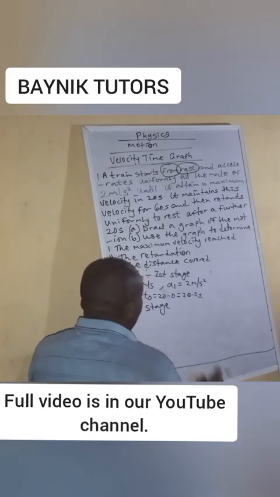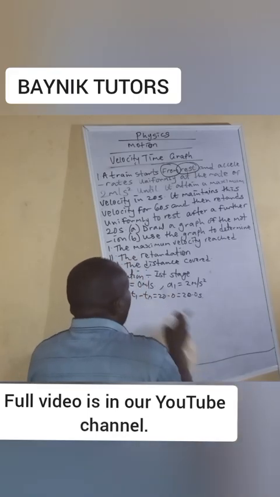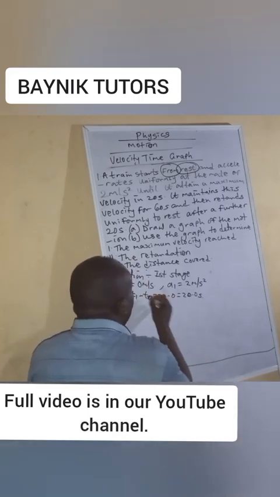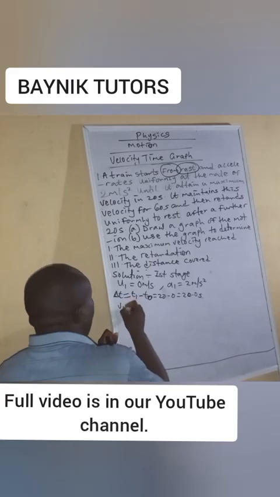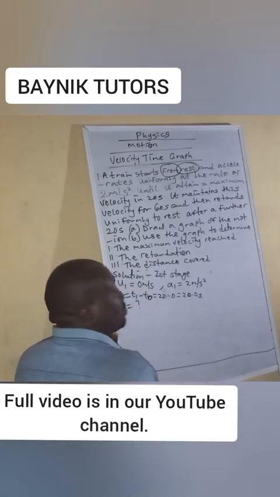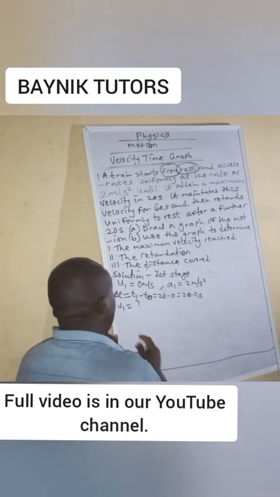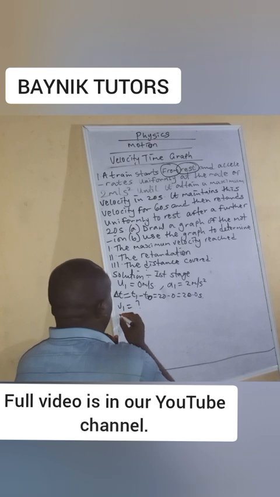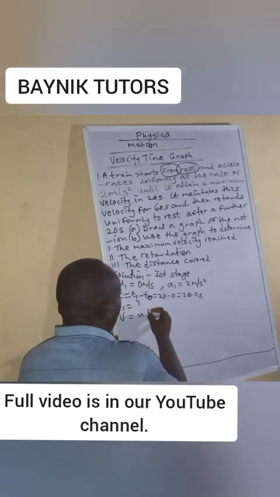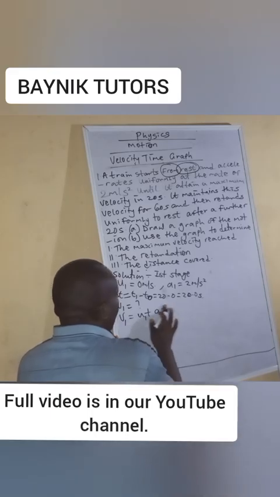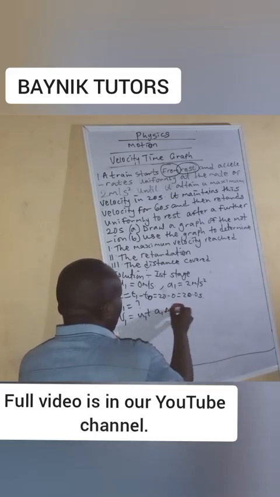Oh, before we get our second stage, we've not gotten our final velocity. But how do we get the final velocity? We have to start with the equation of motion, v is equal to u plus at. So this will be u1, v1, a1, and this will just be my change in t.